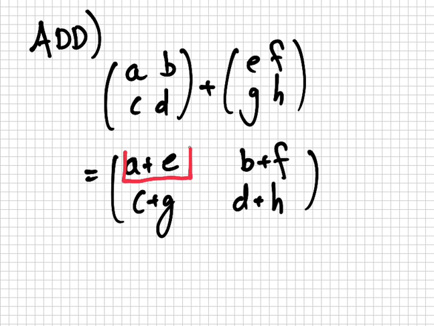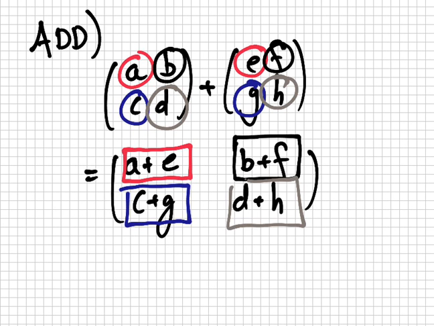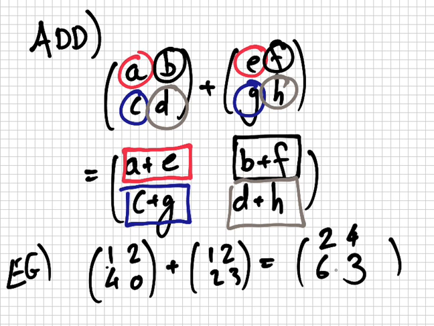So that's the first number, A plus E. Then the second number, B plus F. That's that one and that one. Then the next one, C plus G. That goes there. And then the last one, D plus H. That goes there. So for example, 1, 2, 4, 0 plus 1, 2, 2, 3 would be 2, 4, 6, 3, like that.